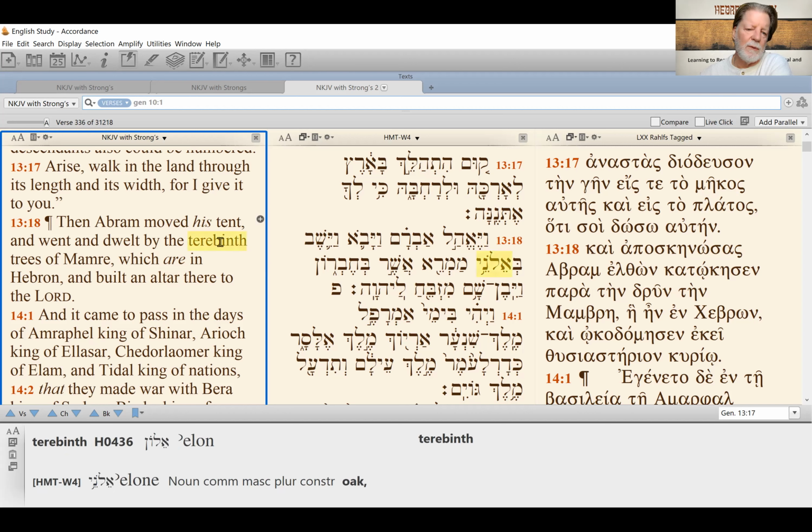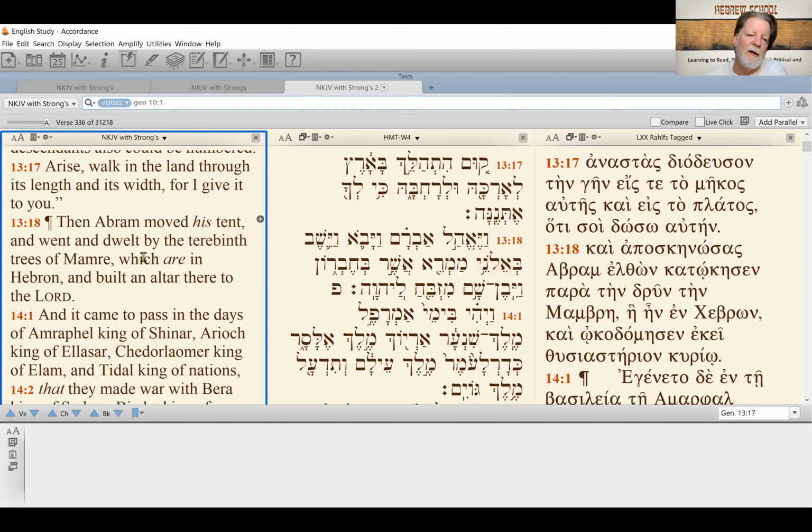Terebinth tree, I'm not sure what that is. Oak shows up in the information window. I don't know my trees. I don't know one tree from another. So I'm not sure what a terebinth tree is. Some people know. I'm going to assume it's an oak, the terebinth trees of Mamre, which is a location, which are in Hebron, and built an altar there. Avram built an altar there to Adonai.